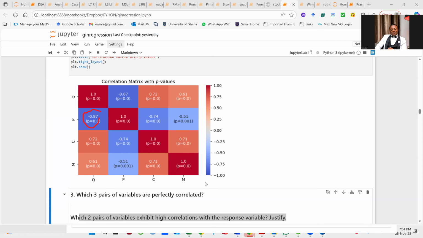Multicollinearity exists when two independent variables are so highly correlated that it becomes difficult to disentangle the partial effect of one from the other on the dependent variable.